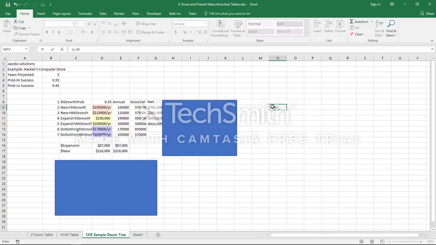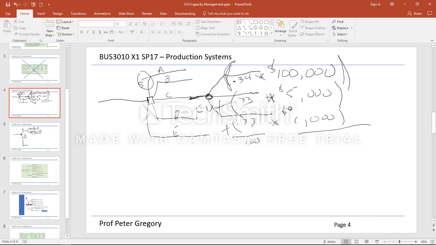0.34 is the probability of 100,000, and I'm just going to put in 100 here, round it off, cut off the thousands, okay? Plus 33% times the second possible outcome, which is $5,000, plus 33% times $1,000, okay? So that's what we just had in the other page here, and I hit enter, and the expected outcome is $35,980 there. Can't even say it. $35,980. Okay, so that's the number that we just calculated over here.